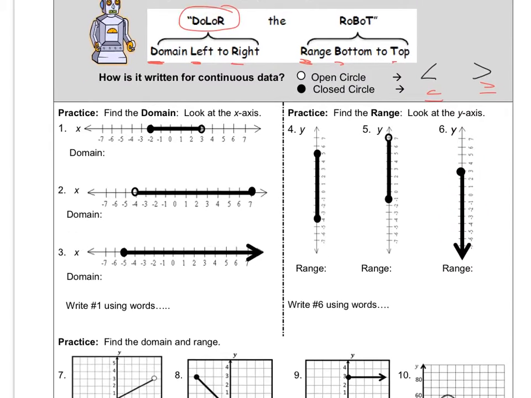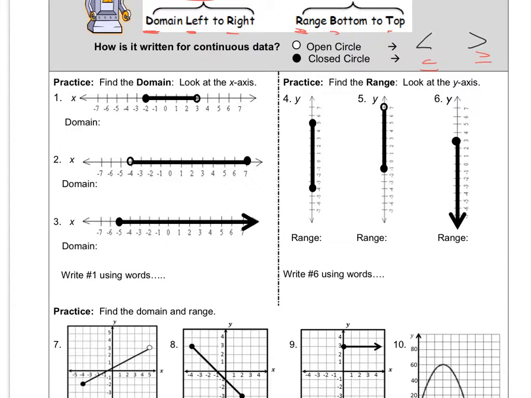So let's look at number 1. We can see how we describe our data for continuous data. So the way we do it, domain is read from left to right. So we're going to write down our left boundary, which is -2. And we're going to write down our right boundary, which is +3. So we've just started. Domain is always x, so we're going to put that right in the middle. So what we're saying is our domain is all the x values between -2 and 3.